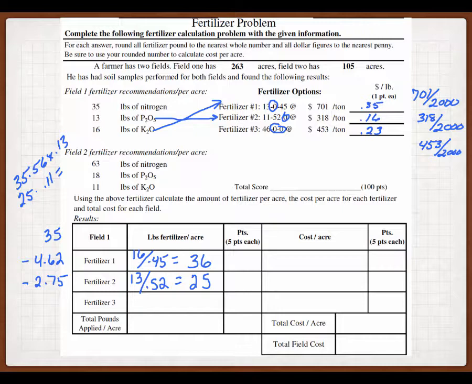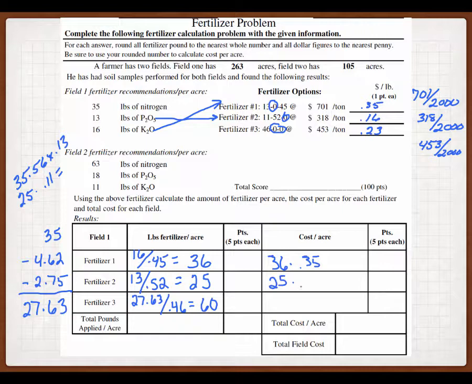So now we're down to our last one. We've got our 35 pounds that we need. We have 46%. So if we subtract the 4.62 and the 2.75 from our 35, we end up needing 27.63 pounds of nitrogen still. So 27.63, and we divide that by our 0.46, and we find out that we get 60.07, or just 60.